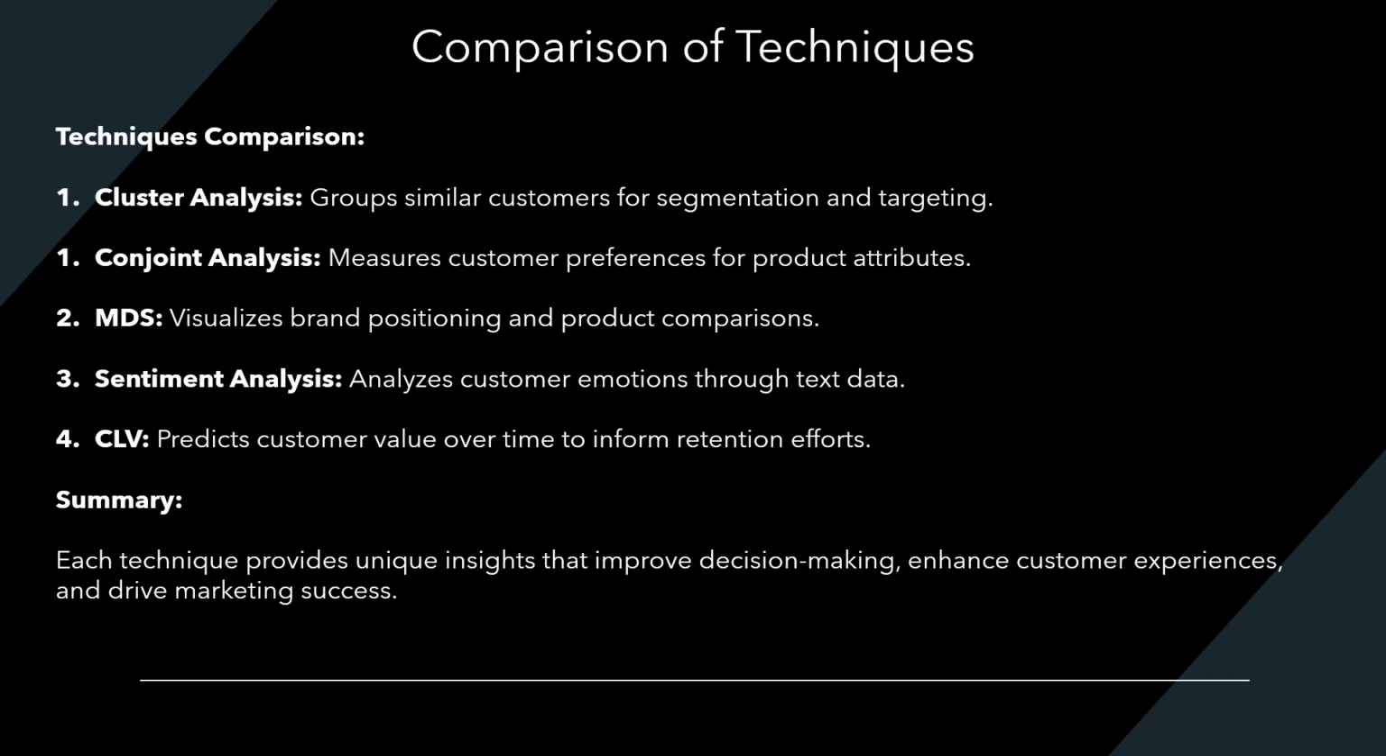In this slide, we are going to see a comparison of techniques. To recap, we covered five key marketing analytical techniques, each with its own unique strengths and applications. Cluster analysis helps businesses segment their customers and target each segment with personalized campaigns. Secondly, conjoint analysis allows marketers to understand customer preferences for product features and optimize product development. MDS analysis visualizes how customers perceive brands relative to one another, helping businesses position their products in the market.